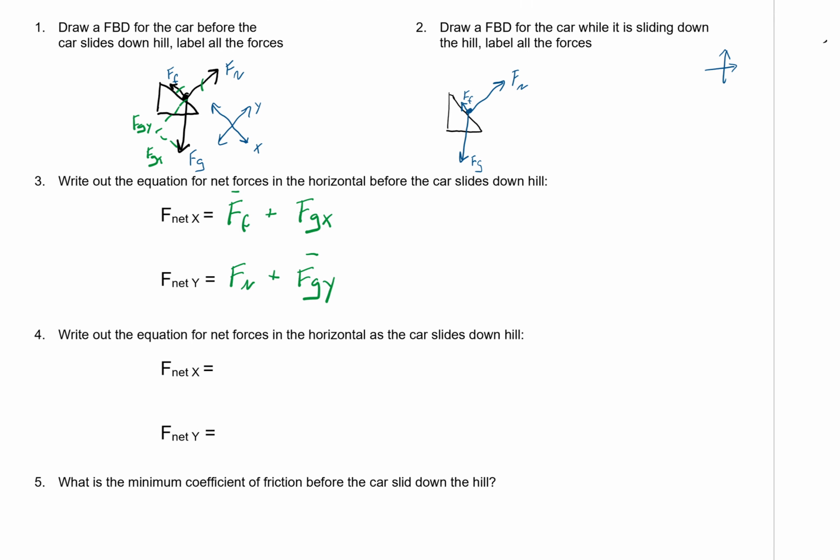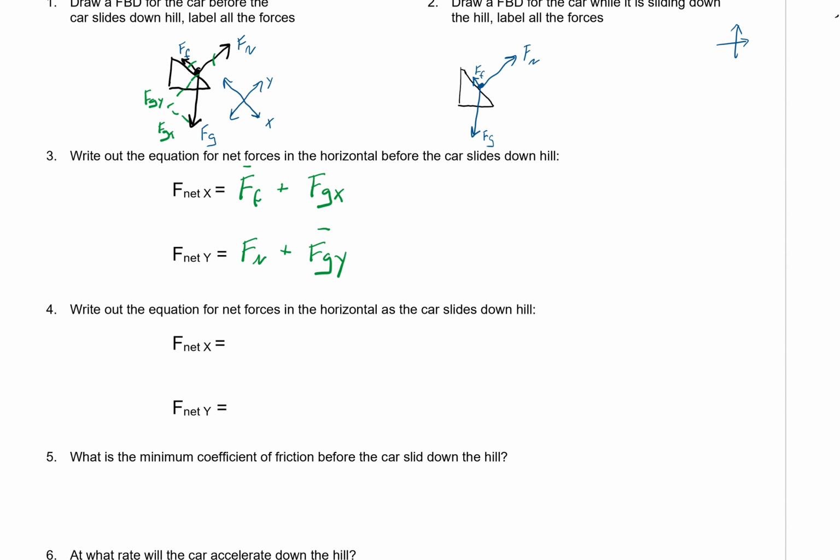As the car slides down the hill, those two equations are going to be the same, but we're going to put a couple numbers in there in a minute, which is why we are writing this down twice. These two are going to be our negatives. Now, minimum coefficient of friction before the car slides down the hill. To get there, we need friction, and we do need a couple pieces in between. We need to know what force of gravity in the x is, and we need force of gravity in the y.